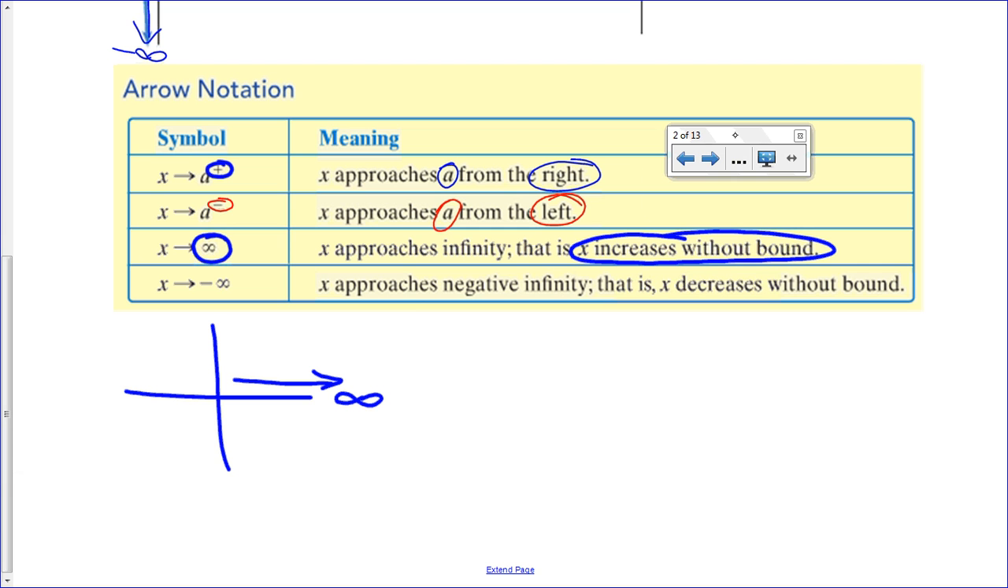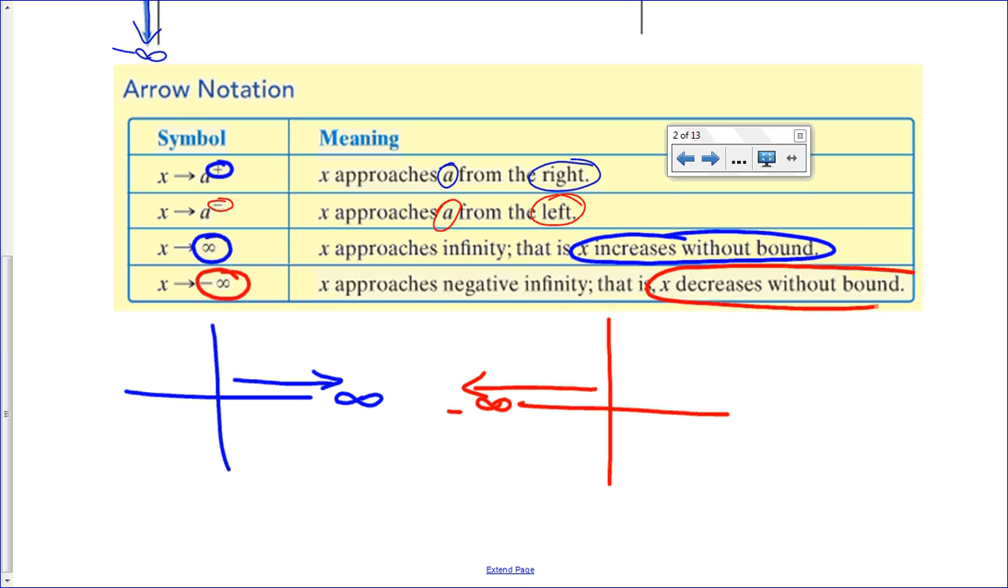For the other one, when we have x approaches negative infinity, we go in this direction, and that means that x decreases without bound. Okay, so let's go to the next slide. Arrow notation. You will have a problem like that on your test.